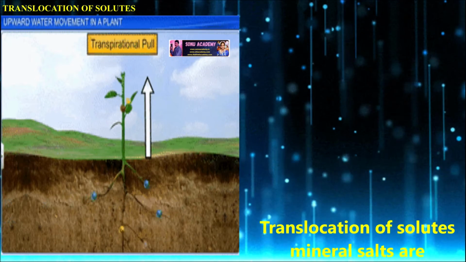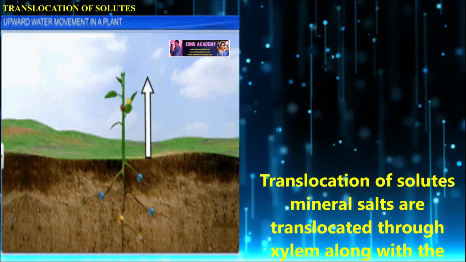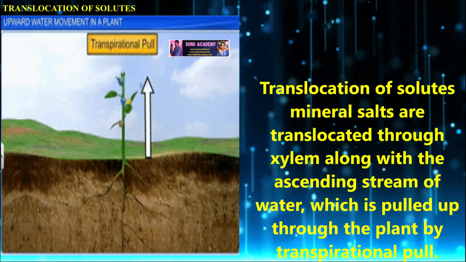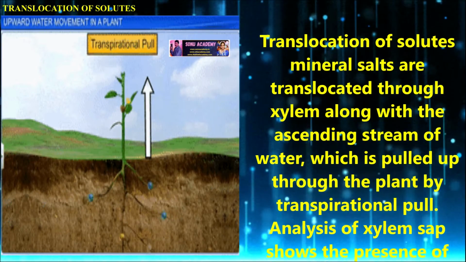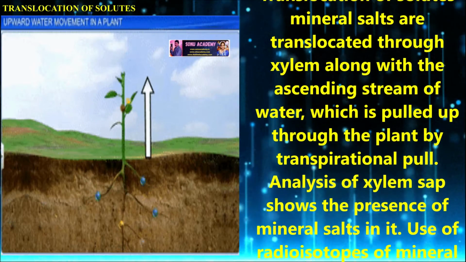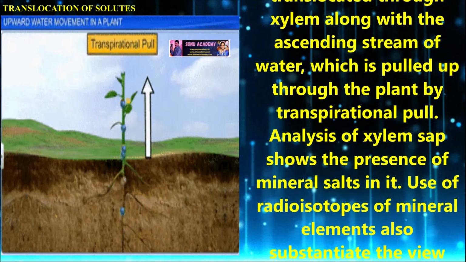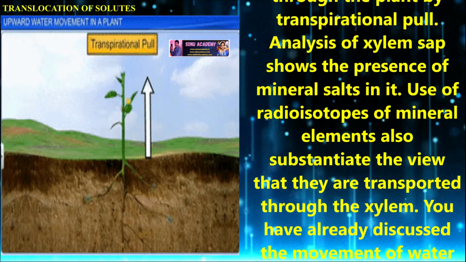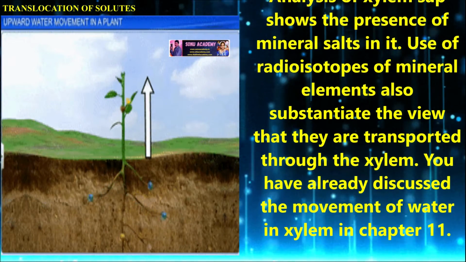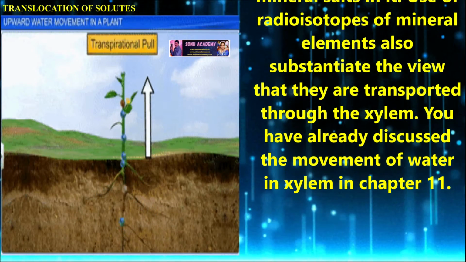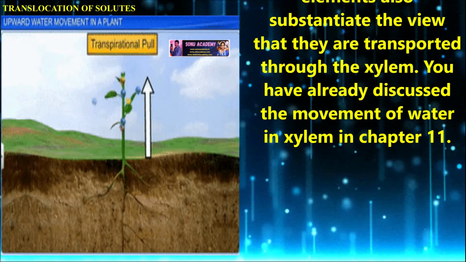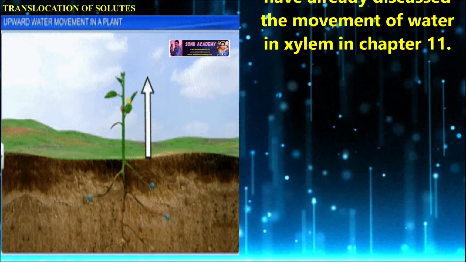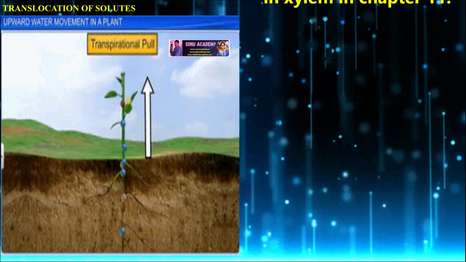Children, now let us discuss the translocation of solutes. Mineral salts are translocated through the xylem along with the ascending streams of water, which is pulled up through the plant by transpirational pull. Analysis of xylem sap shows the presence of mineral salts in it. The use of radioisotopes of mineral elements also substantiates the view that they are transported through the xylem. You have already discussed the movement of water in xylem in chapter 11.